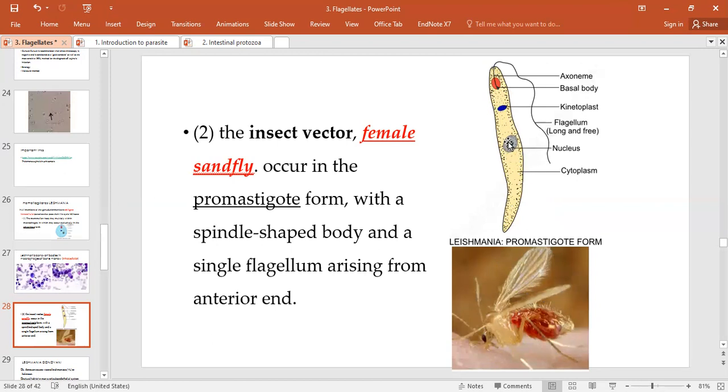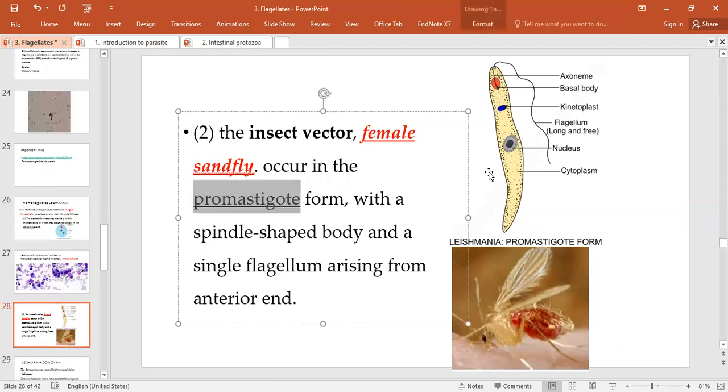The Leishmania in the form of promastigote goes through the blood vessel after being bitten by this insect. The insect works as a vector. The insect is a vector. It transmits the infection to mammals or human beings, to us. The infective stage is the spindle-like promastigote form.